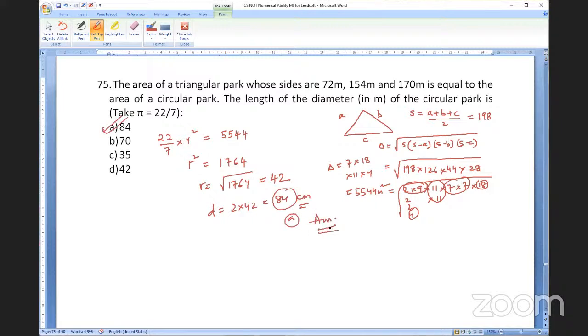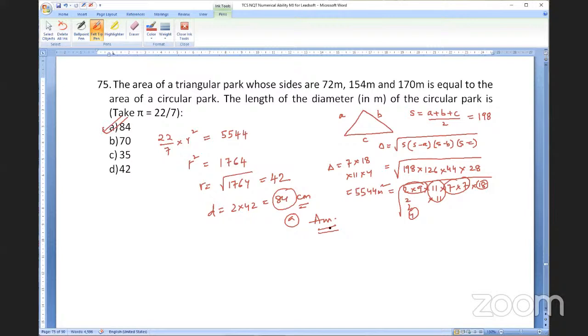They're asking about the diameter, so the diameter is 84. We need to find the area of the triangular park with the help of Heron's formula. After calculating the semi-perimeter, (a plus b plus c) by 2, Heron's formula gives us the area as root over s into (s minus a), (s minus b), (s minus c). Solve it and then put pi r square equal to the area of the triangle. You will find the value of r. Double it up, and it will be the length of the diameter. Isn't it? Option A is the pick.